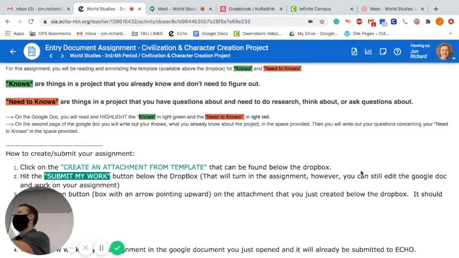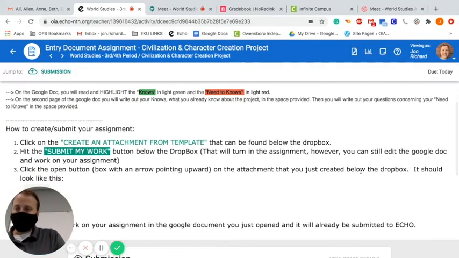If you're doing it hard copy, you're going to circle need to knows. I'll write this up here. NTK is need to know. You're going to circle that. And if it's a know, you're going to underline it. Now you can still open the template and write your knows and need to knows in the template, but you're just going to do circling knows and need to knows on the hard copy, take a picture of it and put it in. Okay?